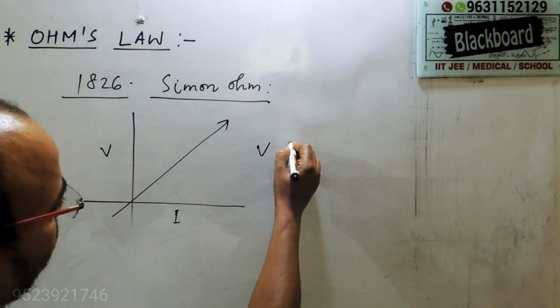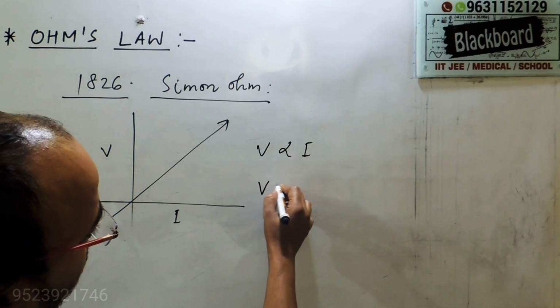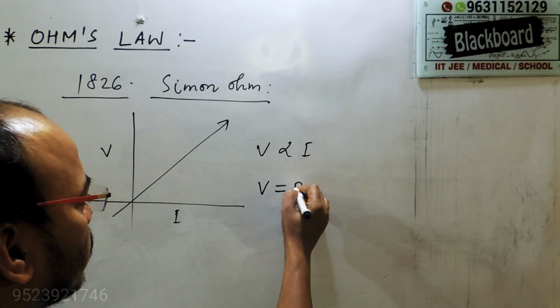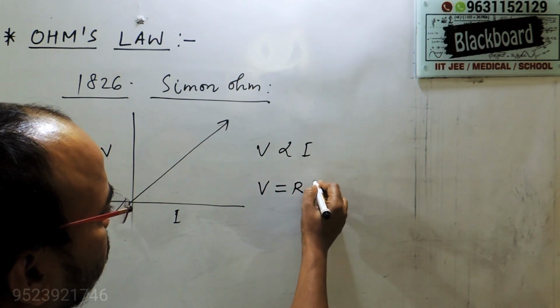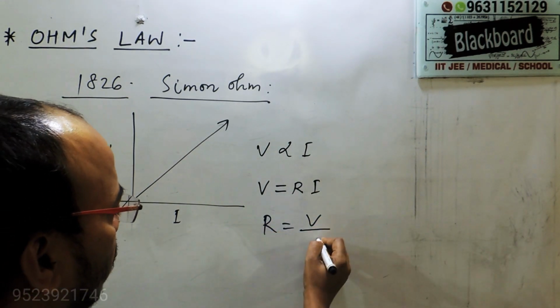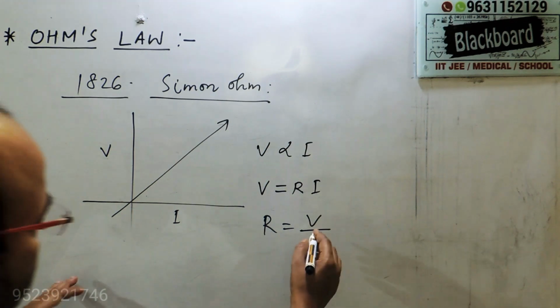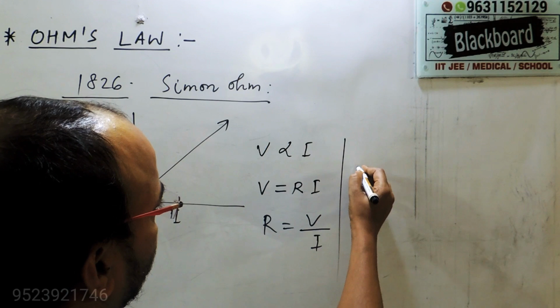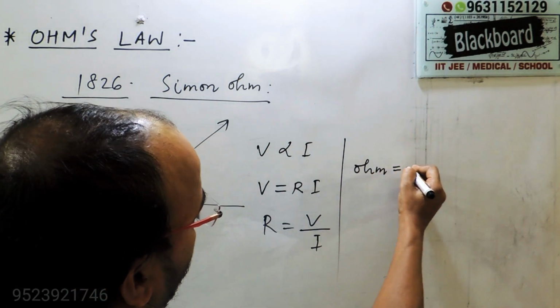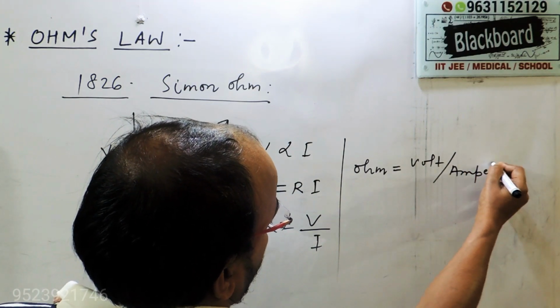That means you can write V is directly proportional to I, and after removing proportionality you have to put here a constant. This constant is R, and this is V equals IR, and this R is V by I. That means this is your resistance, which is equal to volt per ampere. Volt per ampere is known as ohm. The unit of resistance is ohm, and this is equal to volt per ampere.